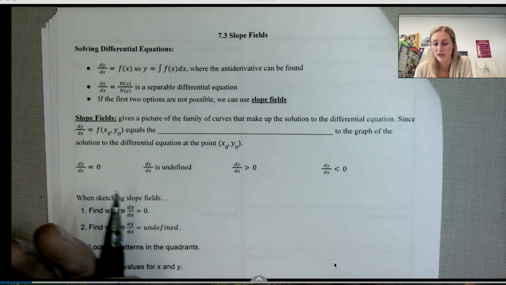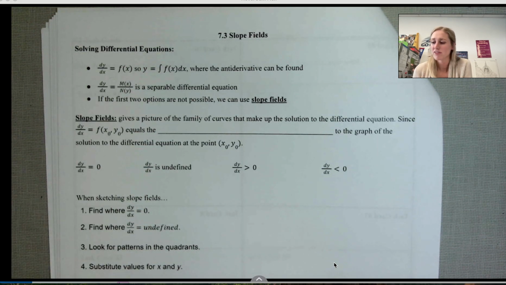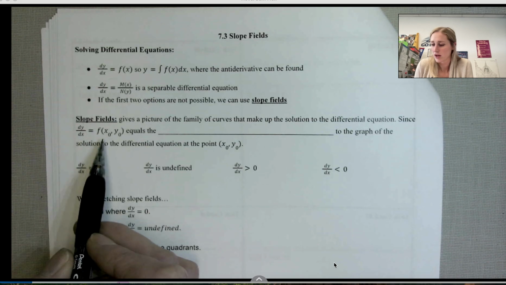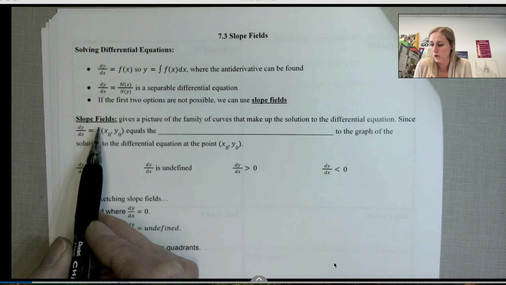equations called slope fields. Slope fields give us a picture, an actual visual of the family of curves that make up the solution to differential equations. If you remember, plus c is the general solution. That's because there's a family of functions that solve differential equations. So we're going to have dy dx of some function in terms of x and y's.